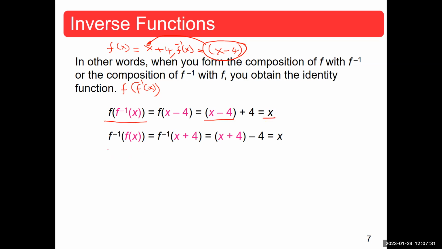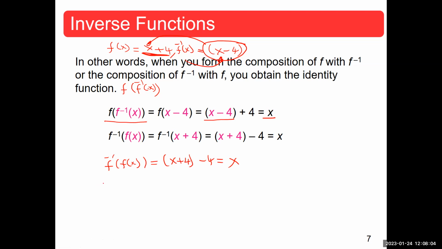Now if we do f inverse composition with f(x), we take f(x) and put it into the x of the inverse. So basically, we have x plus 4 minus 4. Well, 4 minus 4 is 0. The answer is x.